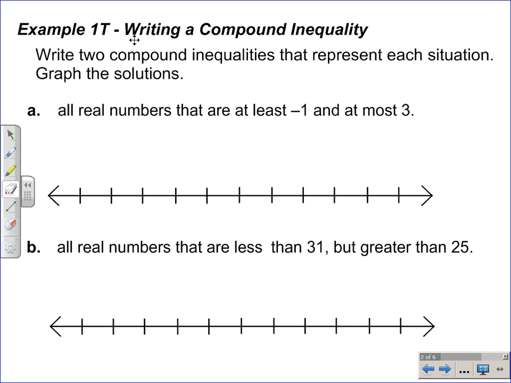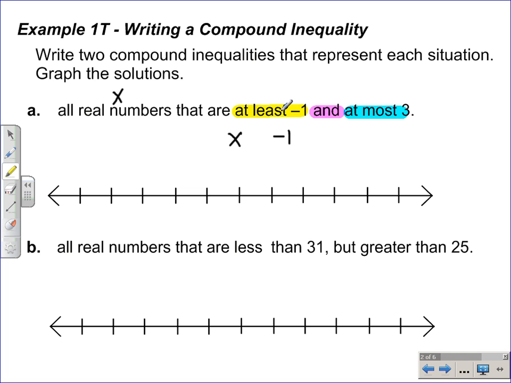Example 1, writing a compound inequality. Write two compound inequalities that represent each situation. Graph these solutions. Part A: all real numbers that are at least -1 and at most 3. This part right here, "all real numbers," gives us our variable. I'm just going to use x right now. The rest of the sentence is where we get our inequalities from: x at least -1 and at most 3.